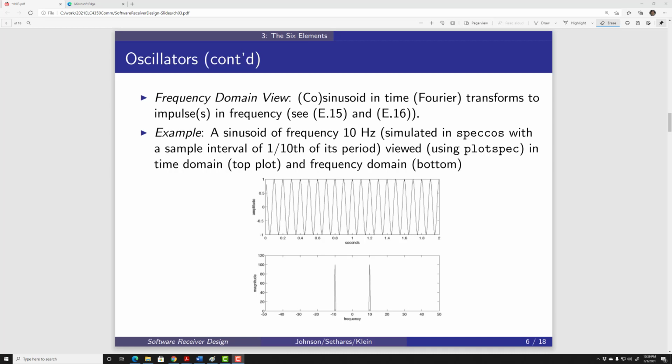Here shows the oscillator output in both the time domain and the frequency domain. Because we choose a cosine function as the output, in the frequency domain we will have two magnitudes, one at the positive frequency, in this case f0 equal to 10 Hz, and also at negative 10 Hz, because we are using cosine as my output.